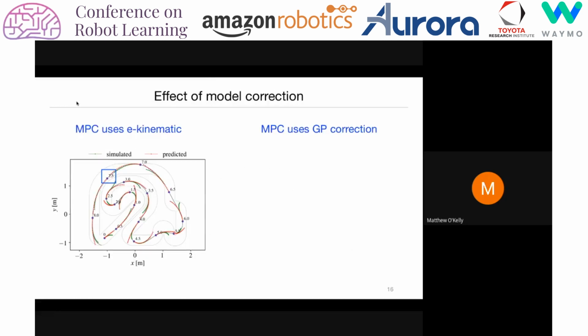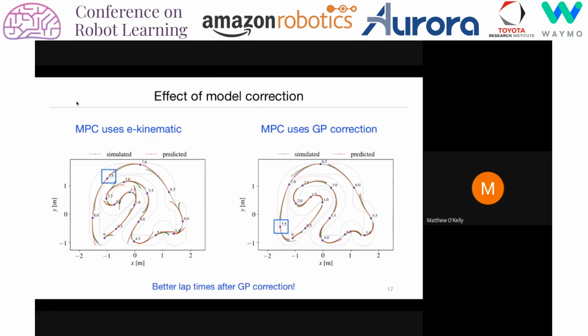We first test this controller using the extended kinematic model without the GP correction. The figure on the left shows the trajectory driven by the system in black. We also show the deviation in predicted open loop trajectories used by the MPC in red from the true responses in green. The higher the deviation between the red and green curves, the higher the model mismatch.